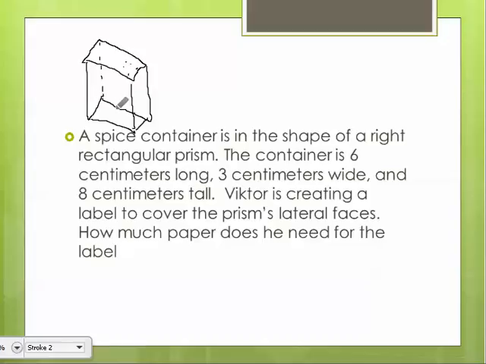Well, this is what it looks like. It's a right rectangular prism. It's 6 centimeters long, that'd be 6 this way. It's 3 centimeters wide, that's this way. And it's 8 centimeters tall. Now, Victor is creating a label. What's a label? It's going to be the surface area around the outside, right? We're not going to count the two bases. So in this case, I just want the lateral portion of the surface area. So I'm not going to do the 2 times the bases. I'm going to do the perimeter times the height. Well, the perimeter is 9 times 2 is 18, times 8. That'd be 80 and 64. That'd be 144.